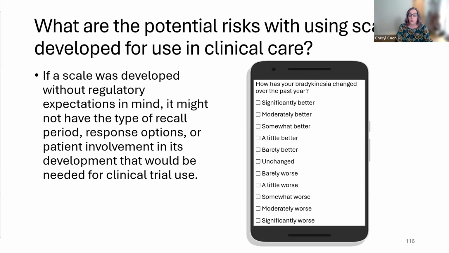A long recall period might work well in the clinic when changes are assessed year over year, but assessments are likely more frequent in a clinical trial where we want to track changes as they happen, and we need the recall period to match that assessment window. And it's tempting to provide many response options to delineate between states, but we need to make sure people see them as distinct from each other. Otherwise, they'll just create noise.